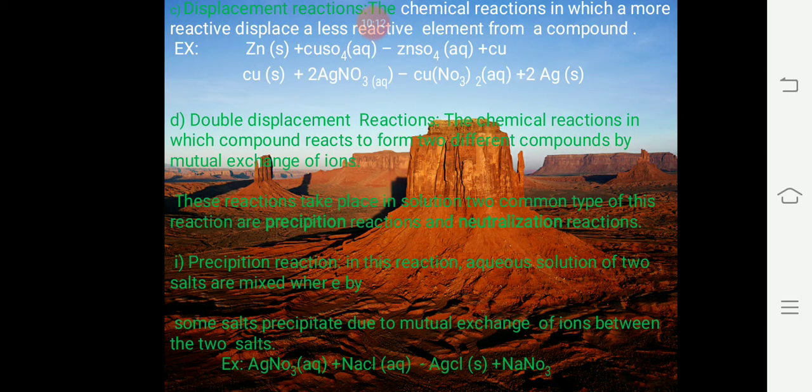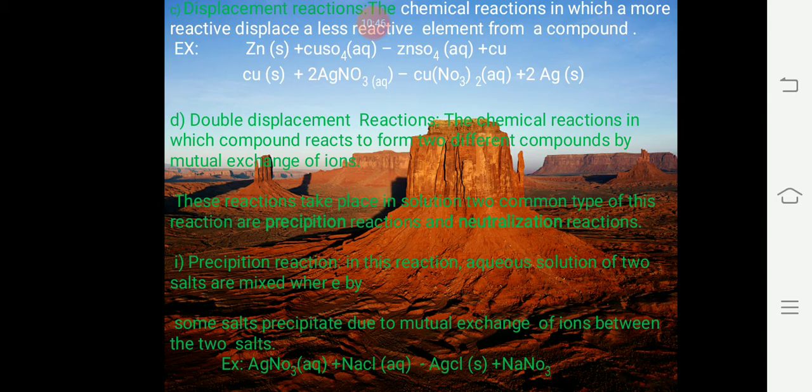Next topic is displacement reaction. Displacement means what? A more reactive substance can displace a less reactive element in a compound. This is called the displacement reaction. See the definition: chemical reactions in which a more reactive substance displaces a less reactive element from a compound. So it is called the displacement reaction.